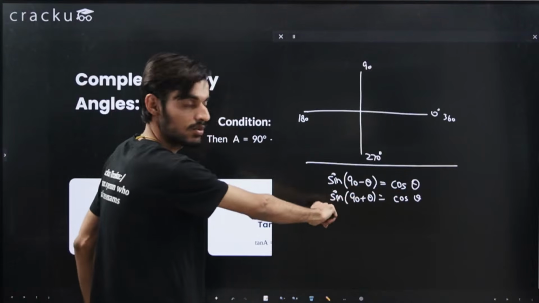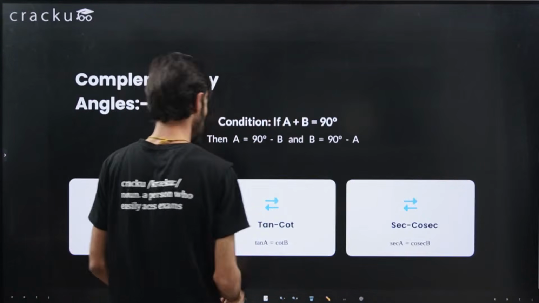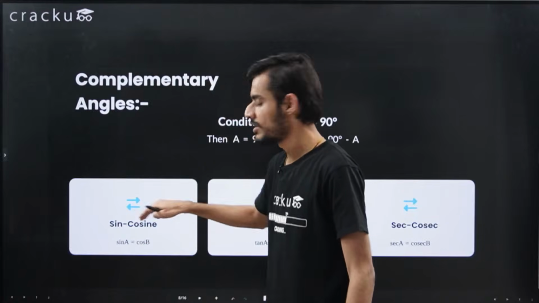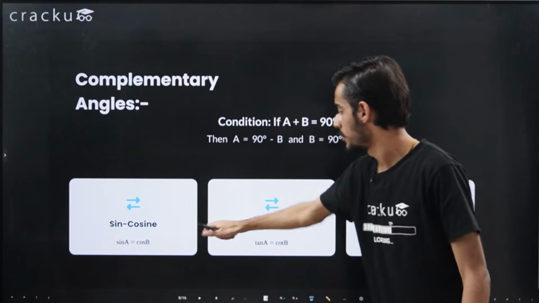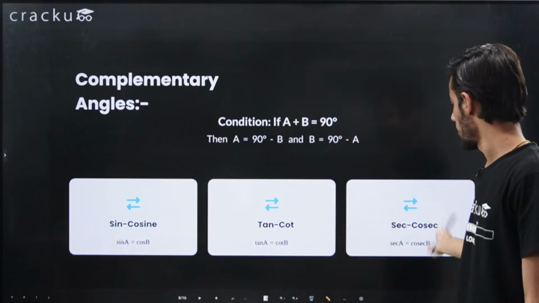So sine is getting changed to cos, and likewise you can find in this slide that sine will be changing into cos, cos will be changing into sine, tan will change into cot, cot will change into tan, and sec will change into cosec, and cosec will change into sec.